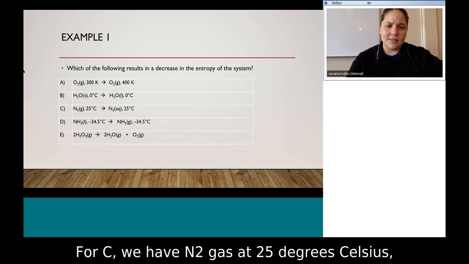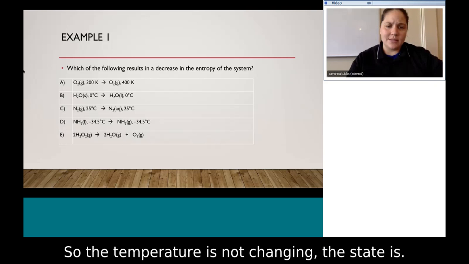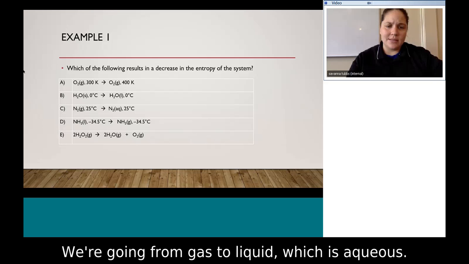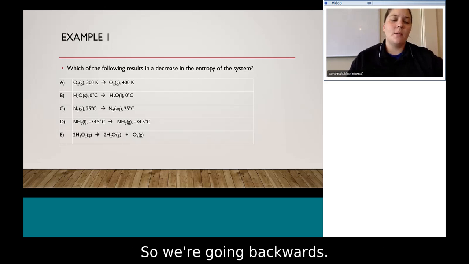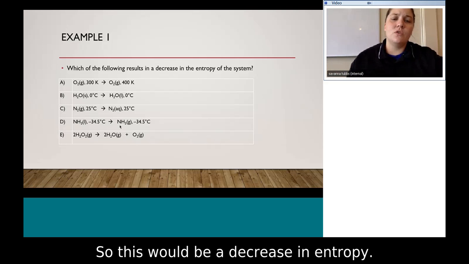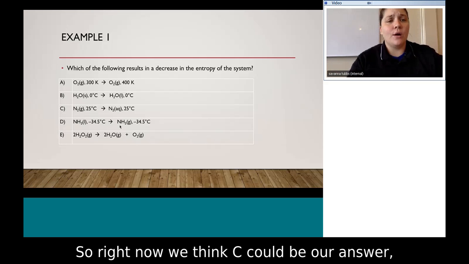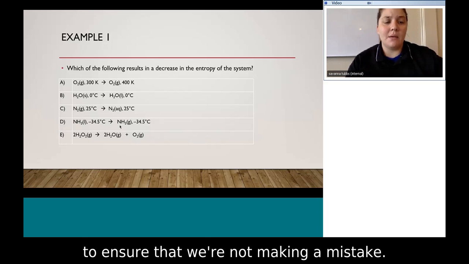For C, we have NH3 gas at 25 degrees Celsius going to NH3 aqueous at 25 degrees Celsius. So the temperature is not changing, the state is. We're going from gas to liquid, which is aqueous. It's a substance mixed with water, which makes it aqueous. So we're going backwards. We're not going from solid to liquid to gas. We're going from gas to liquid. So this would be a decrease in entropy. So right now we think C could be our answer, but let's go through the rest of the answer choices to ensure that we're not making a mistake.